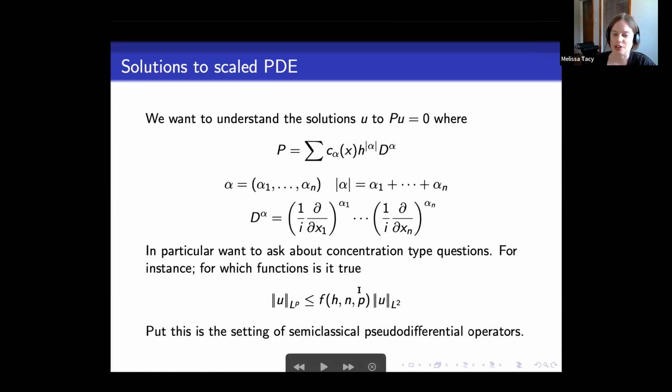And of course, you want it to be a good f, right? It's actually pretty easy to find an f that works, but it gives you a terrible estimate that is never saturated. So what you're really aiming for here is actual saturation of your estimates, not just an estimate.